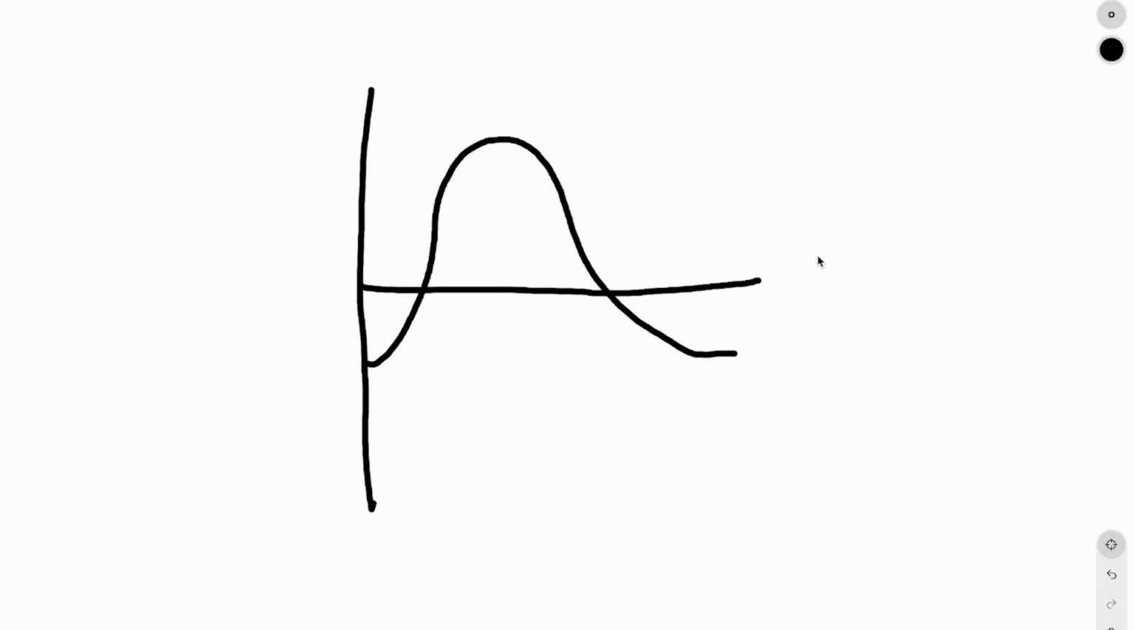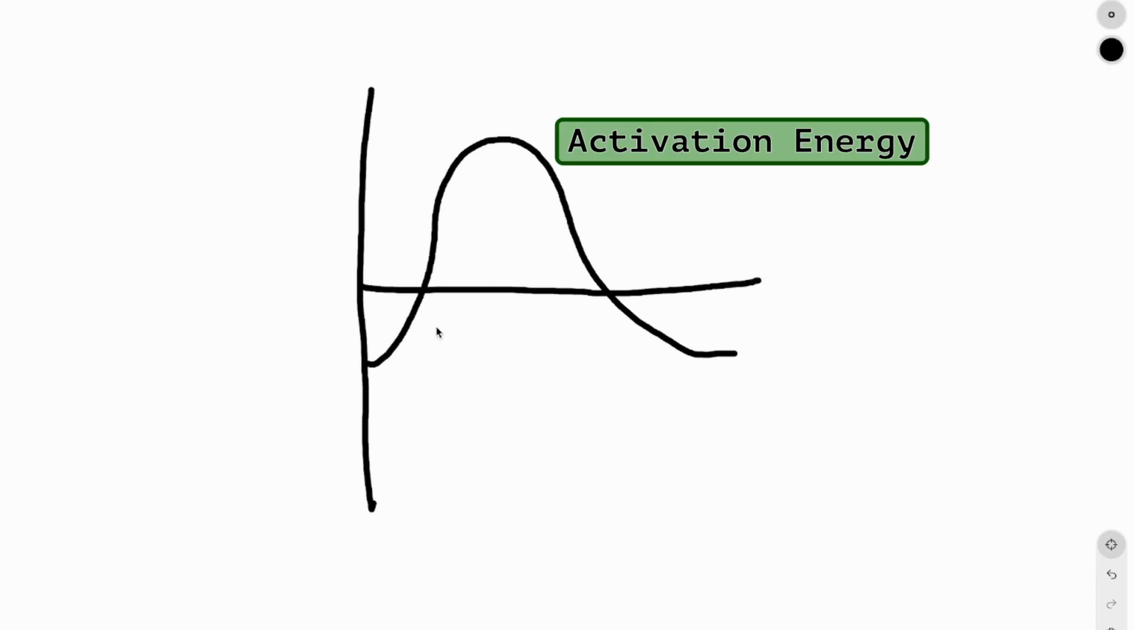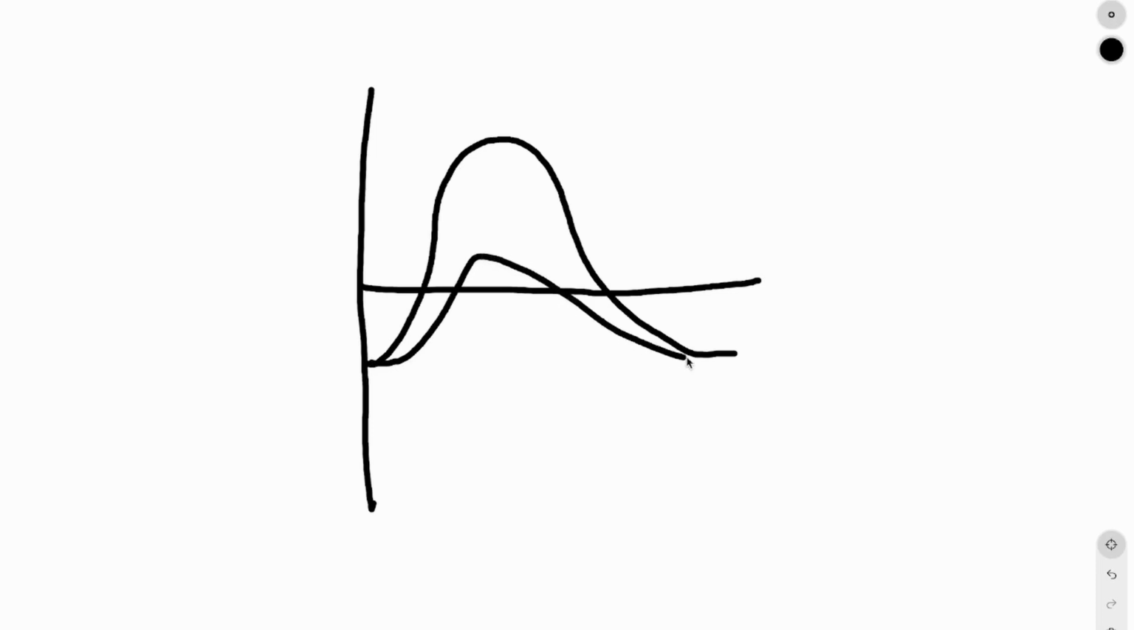This process is more effective than normal reactions because enzymes allow the activation energy to be lower than in normal reactions. This represents a normal reaction, and this represents a reaction with an enzyme. The activation energy is significantly lower, which is much more efficient for the cell.